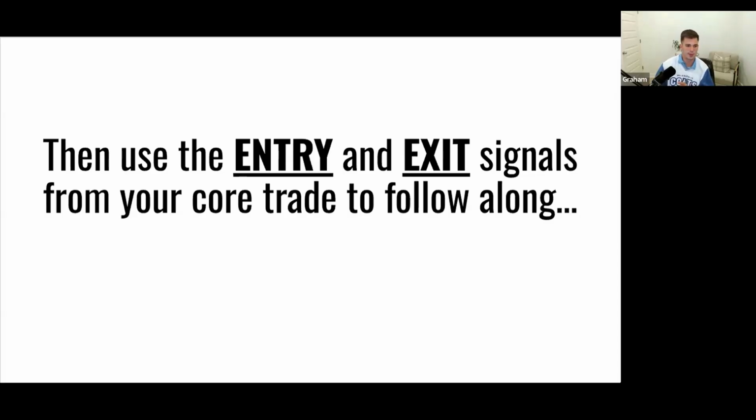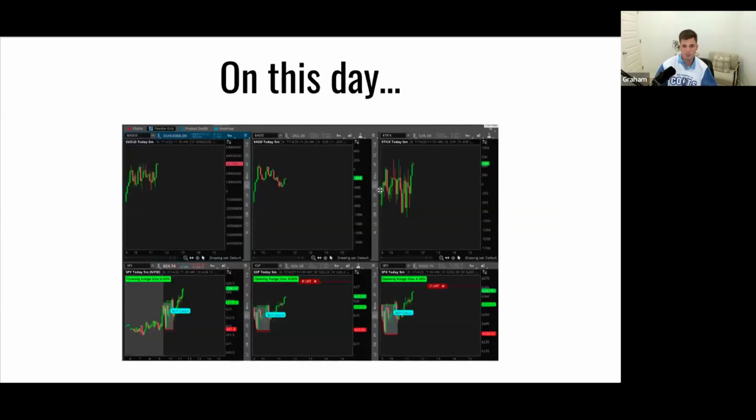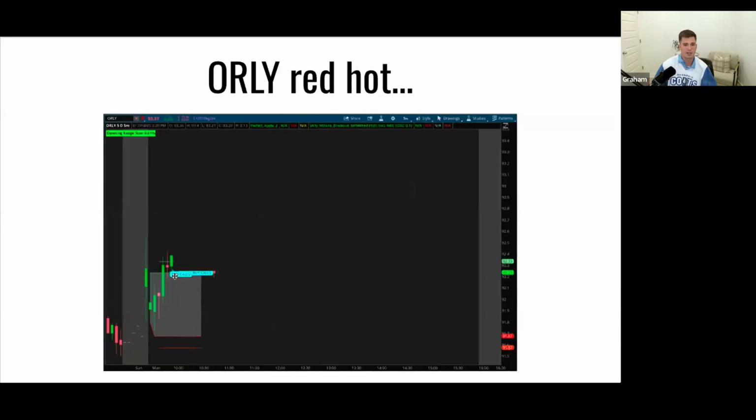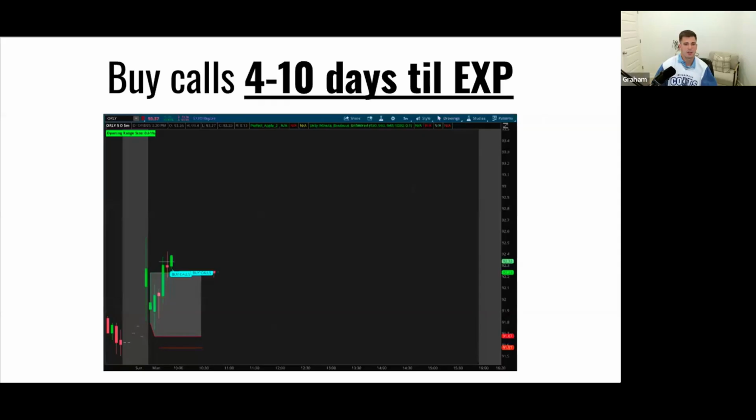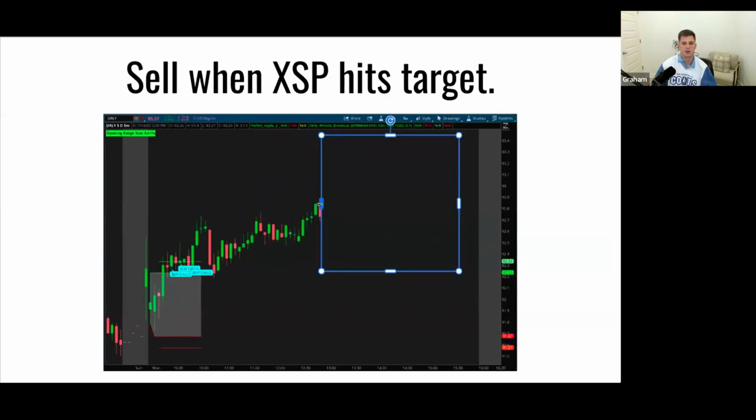Okay, now we're getting some questions about the options. Let me go ahead and just repeat this one more time, then we'll talk about that. So again, when you buy calls or puts, you enter when you get the buy call signal, and you're looking for the good strong stocks. If we get the buy put signal, we're looking for the weak stocks. And then we just exit when our target hits. So on this day, bullish, bullish, bullish, right? Buy calls, we see it. O'Reilly, red hot, buy calls, and then you sell when XSP hits the target, which I'm not even sure when that was on this day.